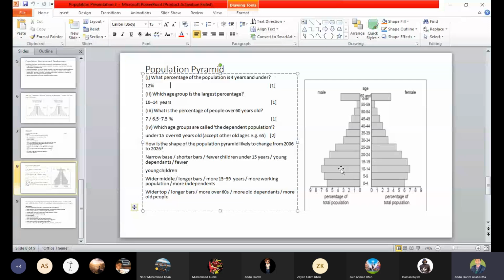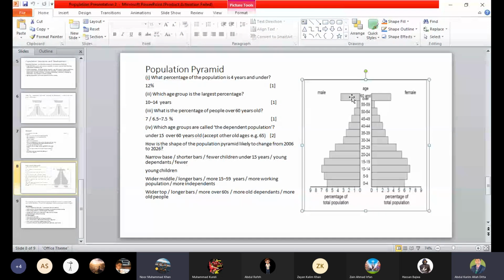Number 3, what is the percentage of people over 60 years? Sir, 4 plus 3, 7. Here 4 plus 3.5%, or 4 plus 3%. So definitely 7%. If you write 6.5% or even 7.5%, both answers are correct.